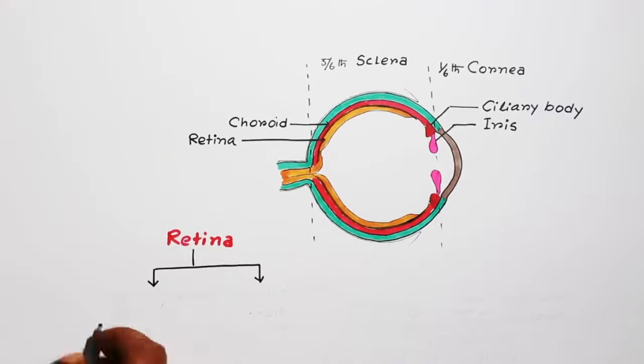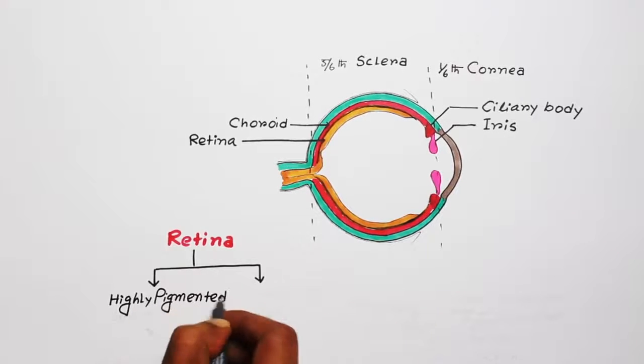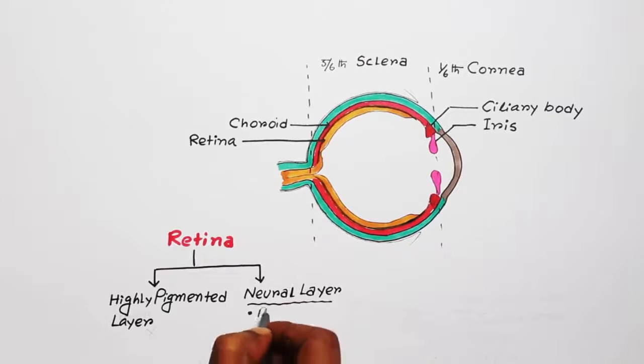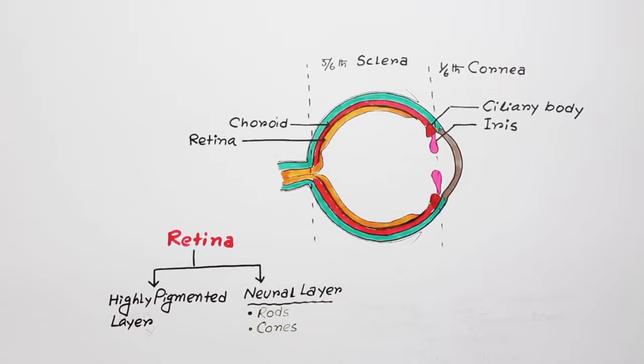This highly pigmented part is firmly attached to the choroid. Now the interesting point you should remember: rods and cones are not present in the pigmented layer. They are actually present in the neural layer.